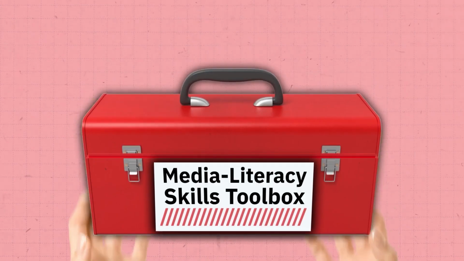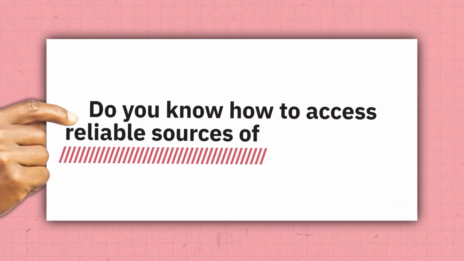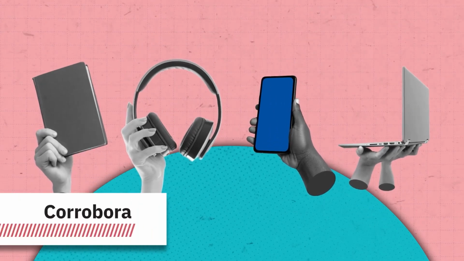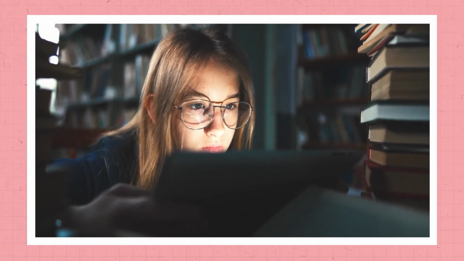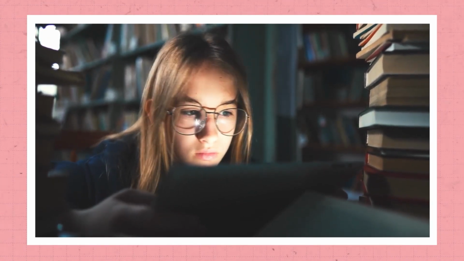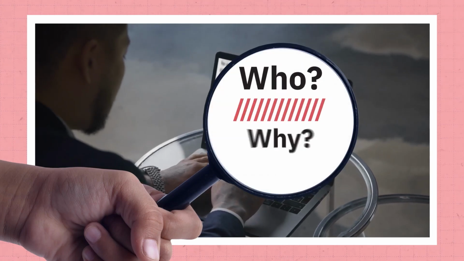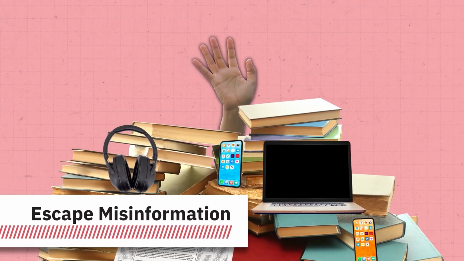All you need to do is answer the questions in your media literacy skills toolbox. Do you know how to access reliable sources of information? Look for evidence and facts from multiple media sources. This will help you corroborate or support your information. Have you taken time to closely examine the information you find? It always helps to investigate the media source to discover who created it and why. A smart media consumer uses skills to escape misinformation.